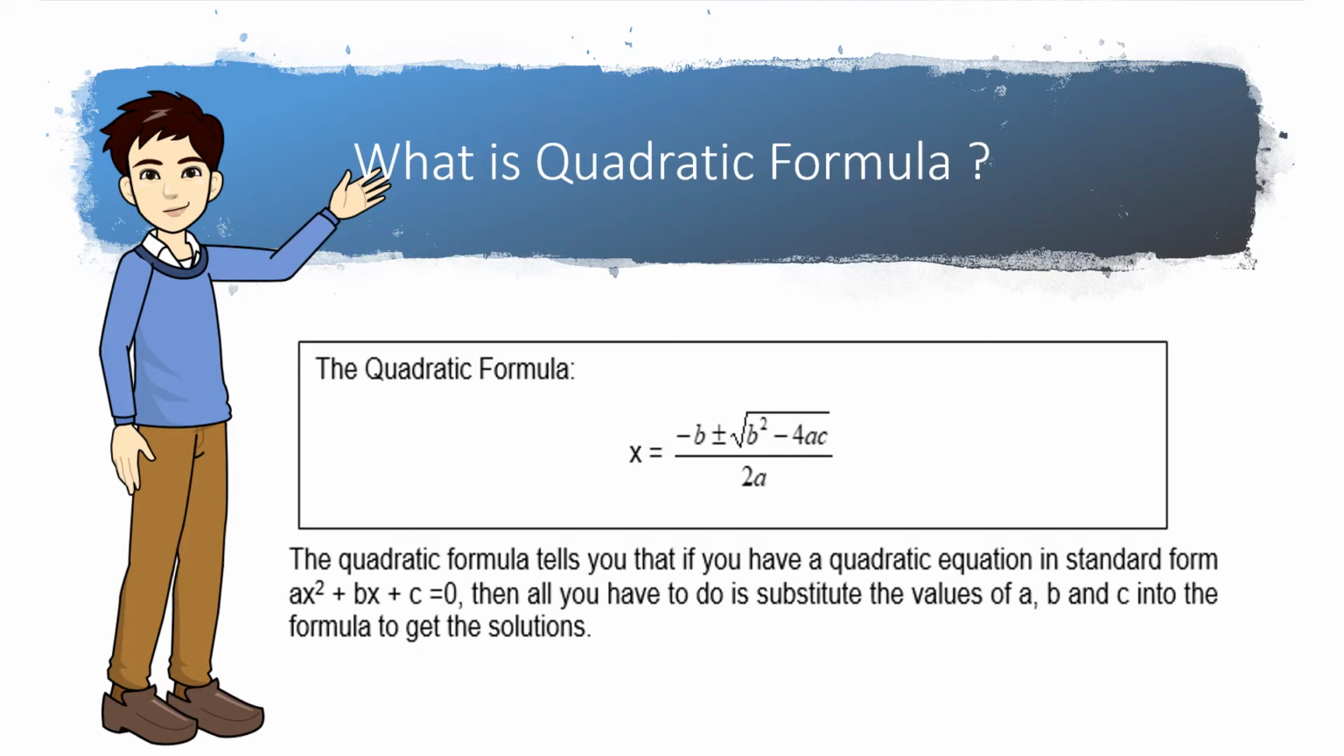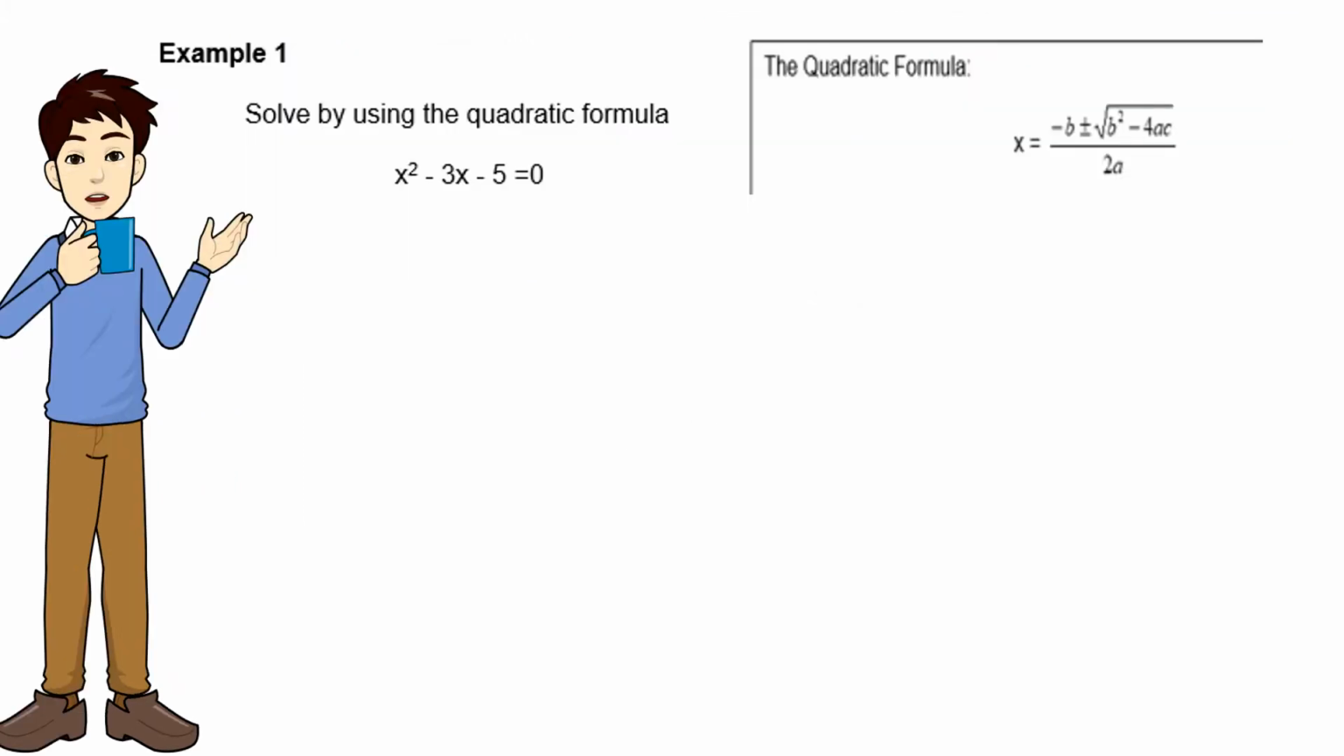The quadratic formula states that x equals negative b plus or minus the square root of b squared minus 4ac, all over 2a. So the quadratic formula tells us that if you have a quadratic equation in standard form, ax squared plus bx plus c equals 0, then all you have to do is substitute the values of a, b, and c into the formula to get the solution. So let's have an example.